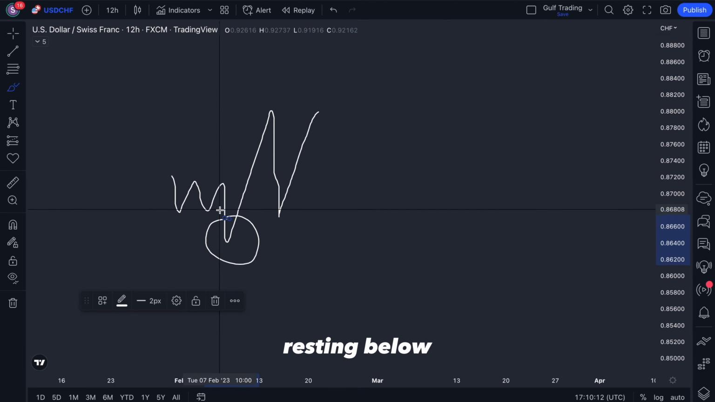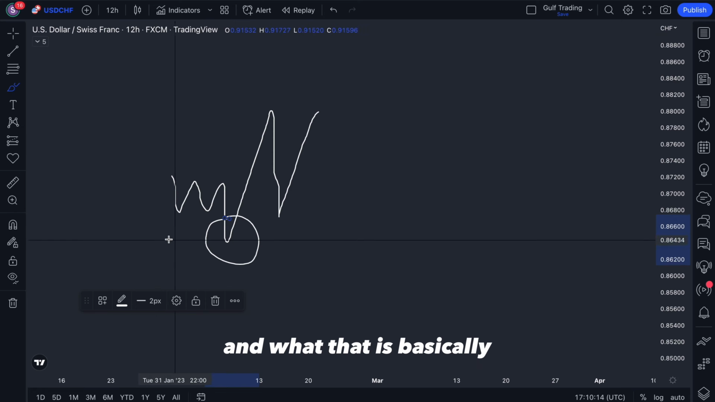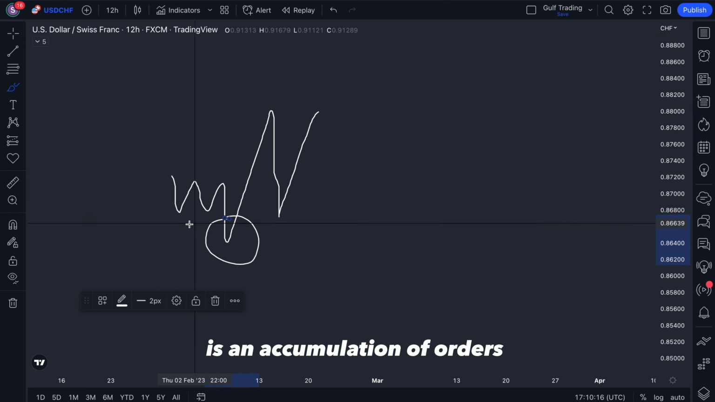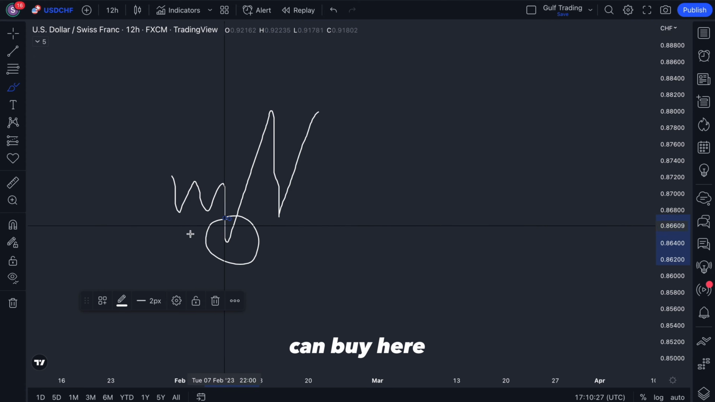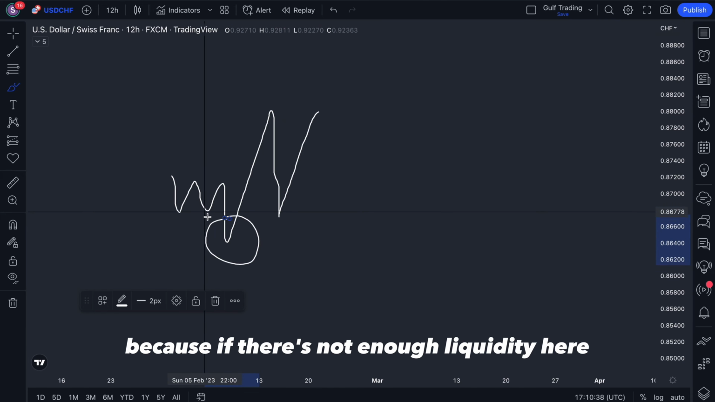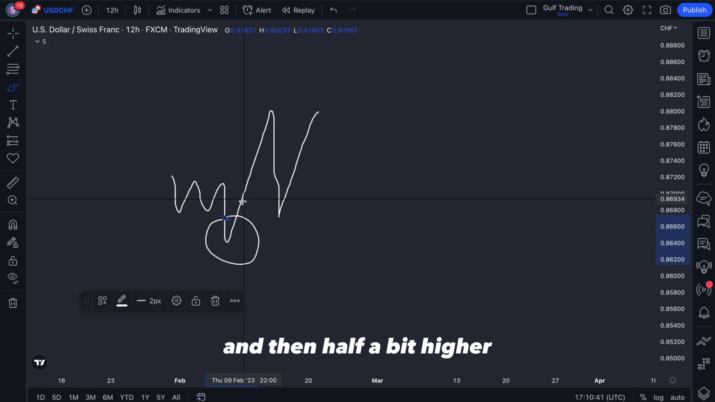And just in case you're still not too sure with liquidity, the reason that this happens is because there's liquidity resting below these lows here. And what that is basically is an accumulation of orders that sell orders in this place. That means that the big institutions can buy here because they're placing lot sizes a lot bigger than what you probably are used to. And so they need a lot of sell orders to be able to fill all of their orders at the right price, because if there's not enough liquidity here, half their orders might get filled here and then half a bit higher.